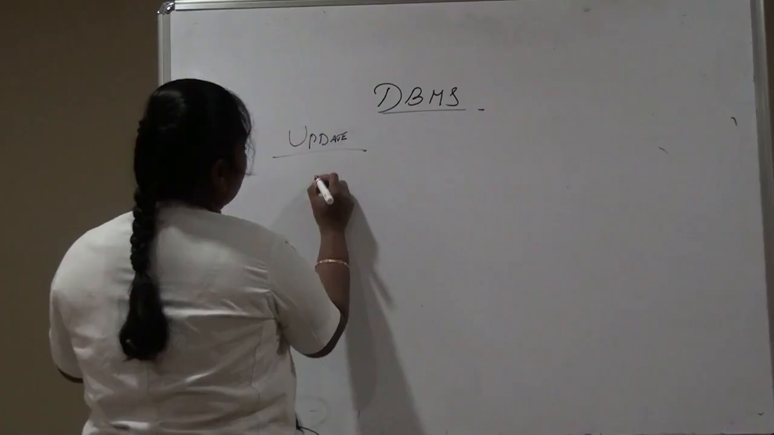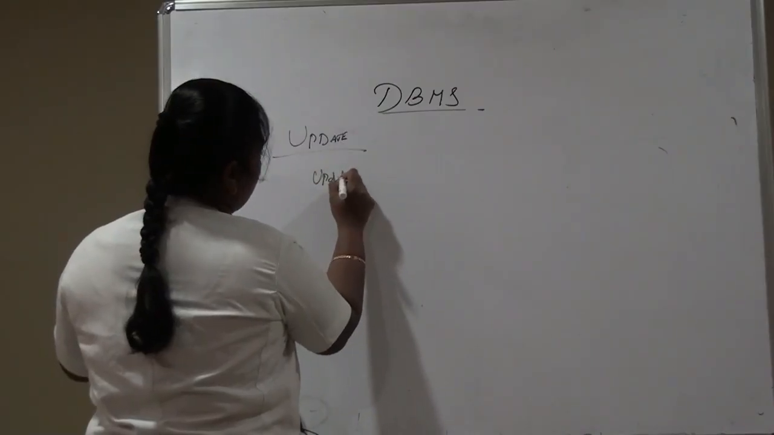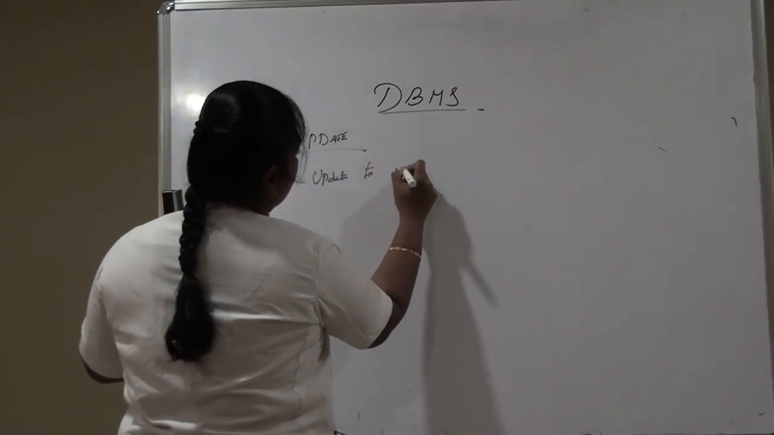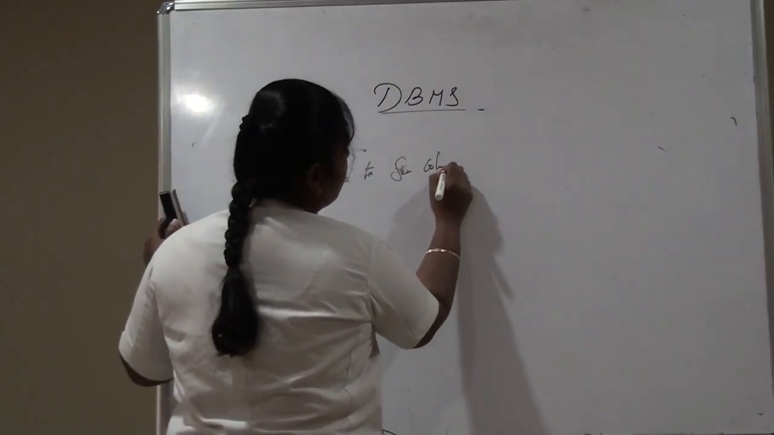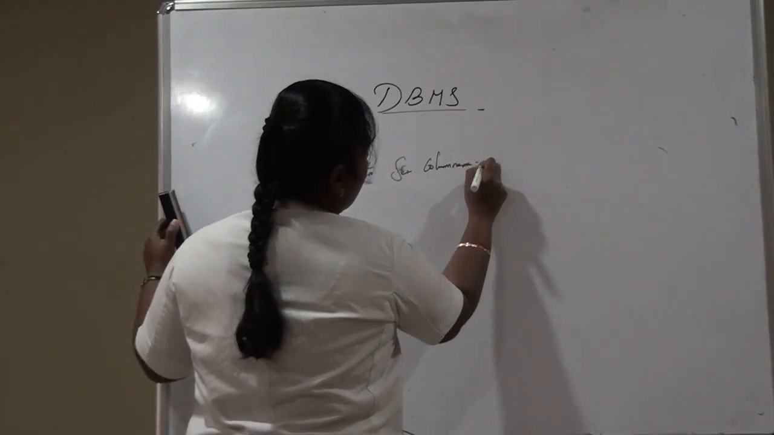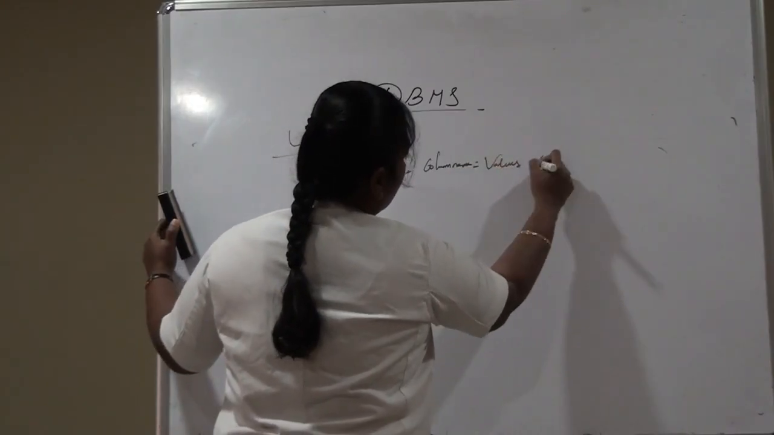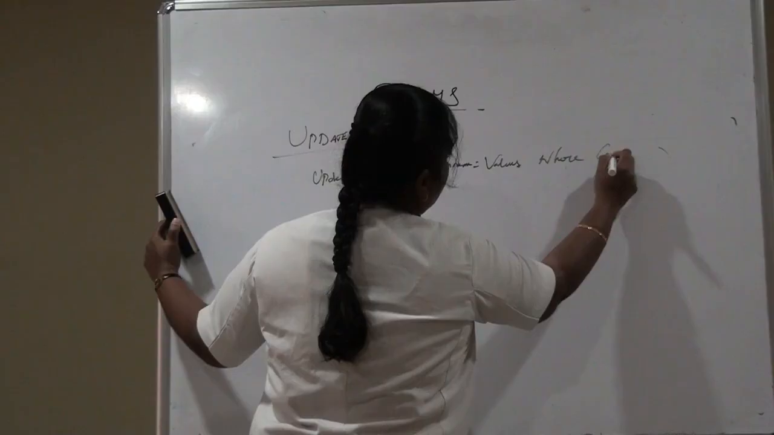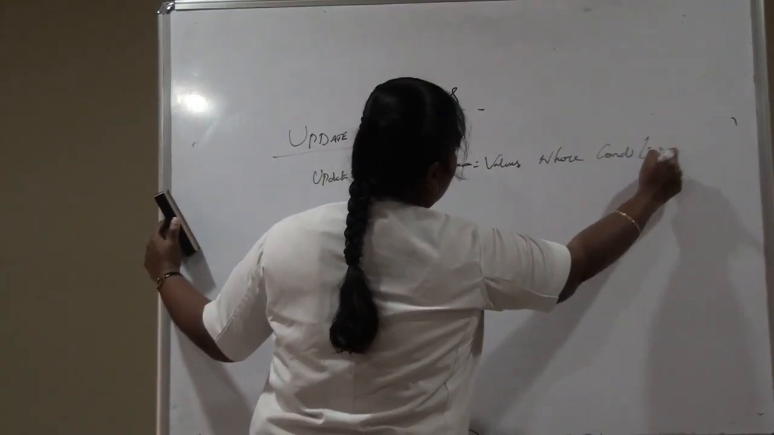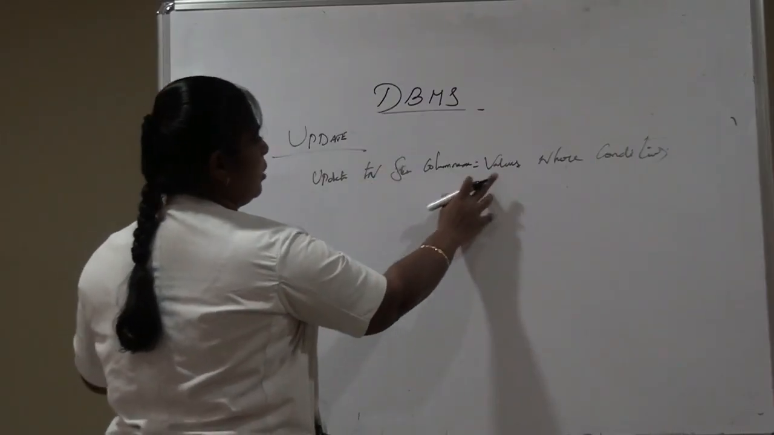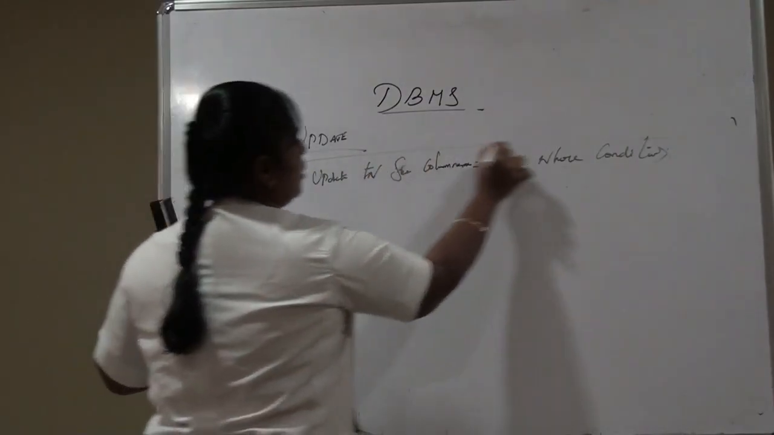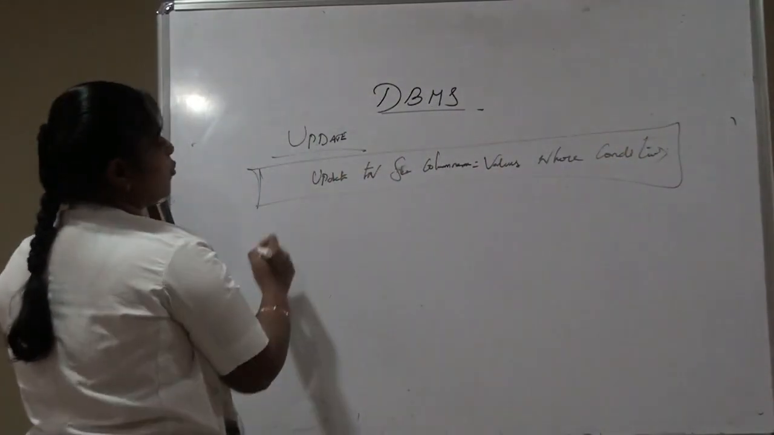In update: update table name, set column name equal to values, where condition. Update table name, set column name equal to values, where condition. This is the syntax to follow.